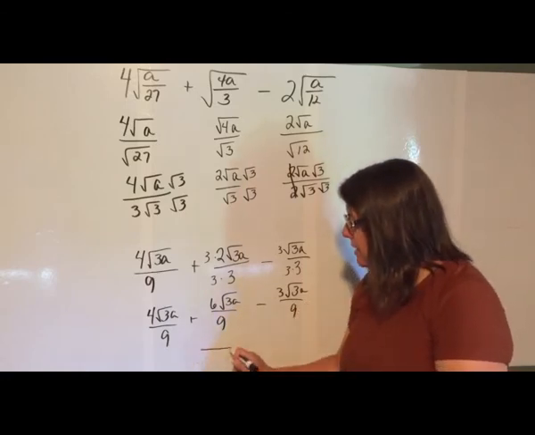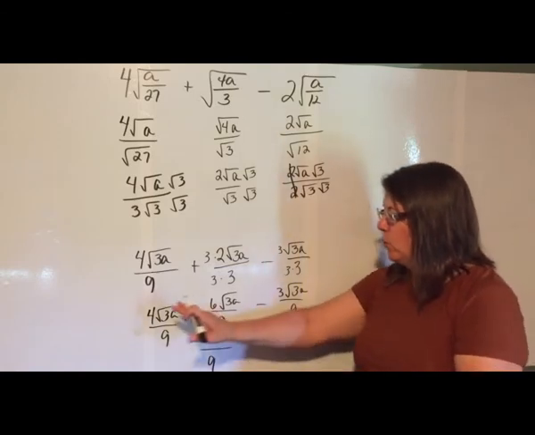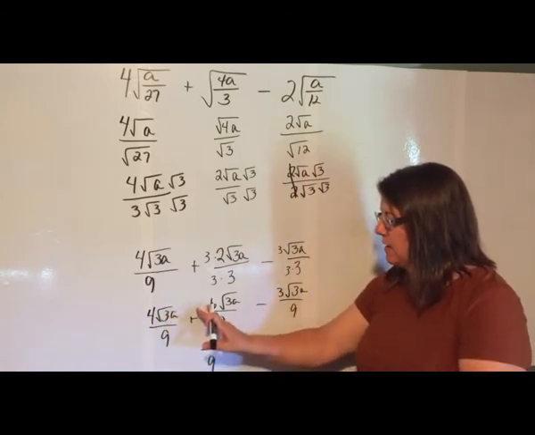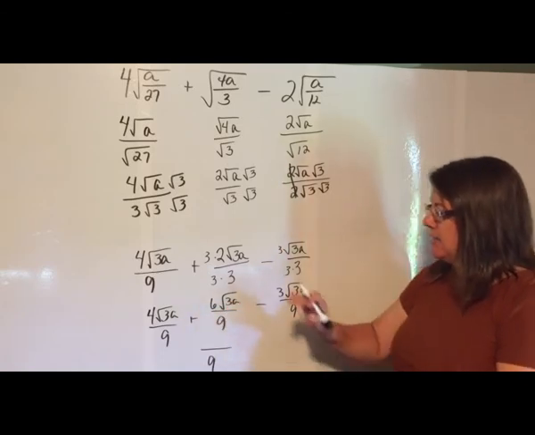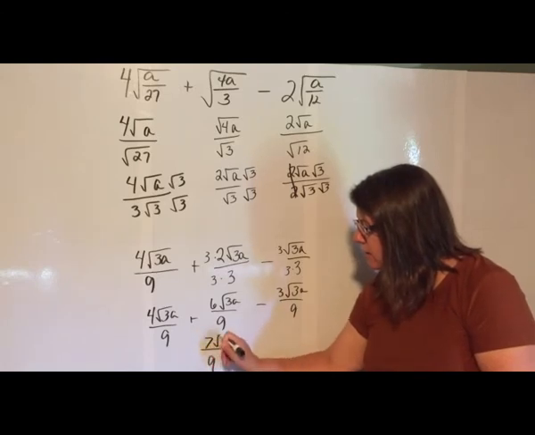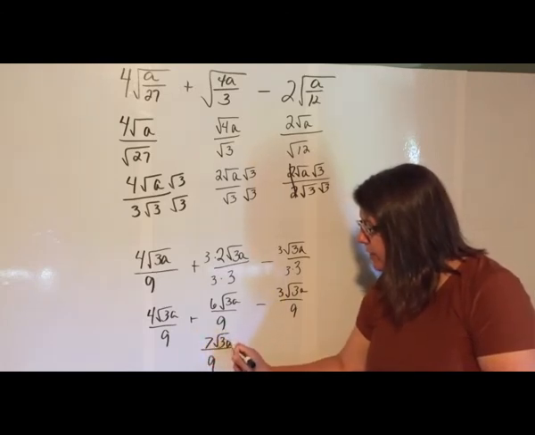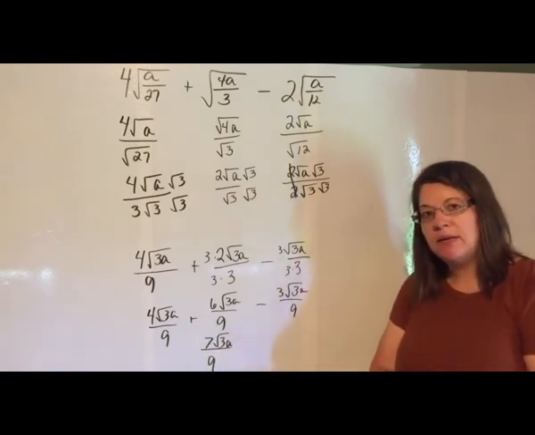I keep the denominator and I add my like terms. So 4 square root of 3a plus 6 square root of 3a would be 10 square root of 3a. And then 10 square root of 3a minus 3 square root of 3a is 7 square root of 3a. If the 7 and the 9 would simplify, I would simplify them, but in this case they don't.